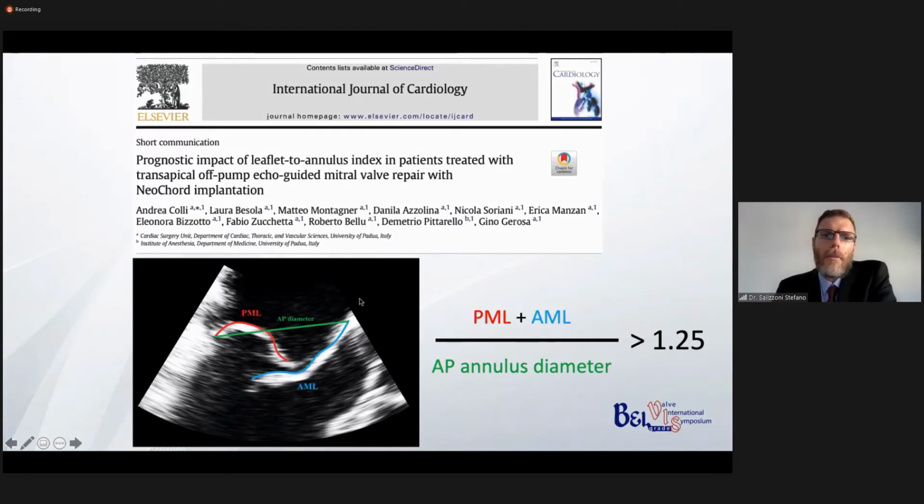So we will take the measure of the posterior leaflet and the anterior leaflet, and then we will divide by the anteroposterior annulus diameter. And if this ratio is more than 1.25, we can assure a good coaptation, usually more than 6 millimeters. If we don't have this good predicted coaptation, so less than 1.2 especially, the final result could be nice just at the end of the intervention, but at the follow-up, we will see that we will have a regurgitation again.